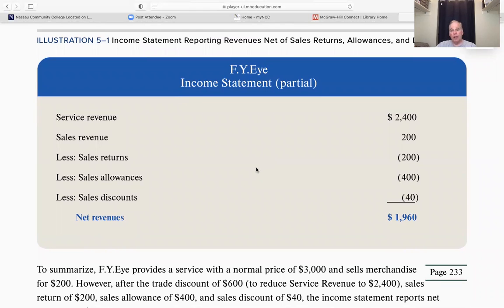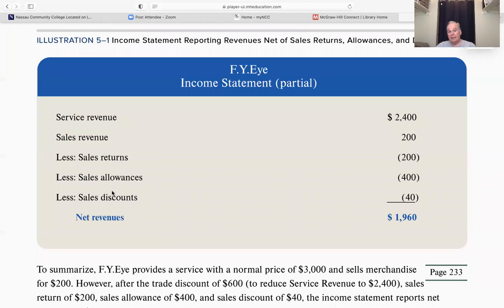So what does this all look like on the income statement? You've got service revenue was $2,400. Sales revenue was $200. Those were the glasses, right? The service revenue was the surgery. The sales revenue were the eyeglasses.